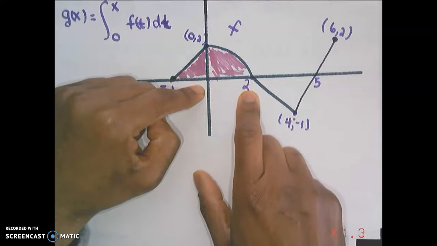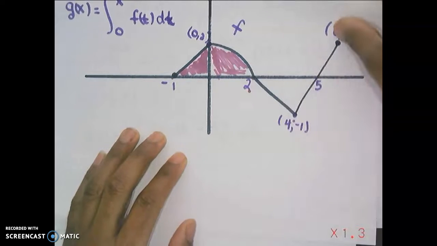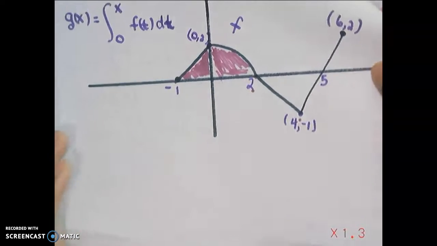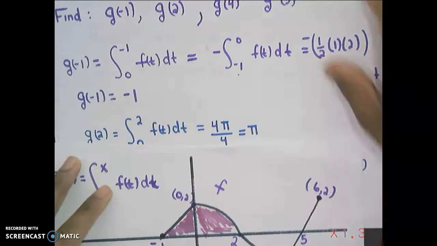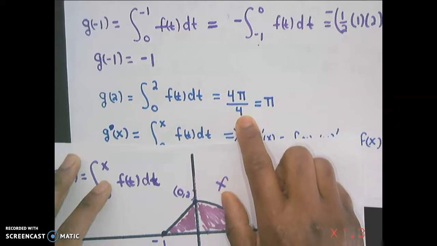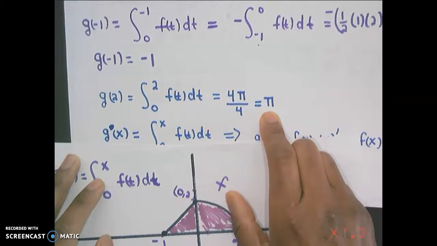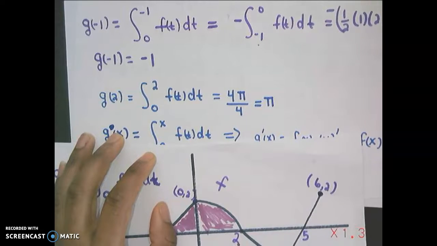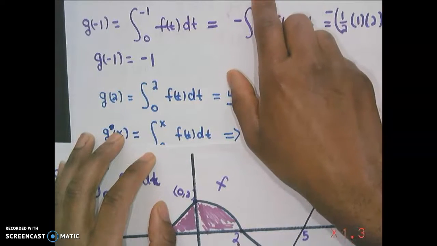Since the radius is 2, to get the area of the circle I have to square the radius and multiply it by pi. So that's going to give me 4 pi divided by 4. So g of 2 is just going to be pi. And then next, we're going to find g prime of 4.